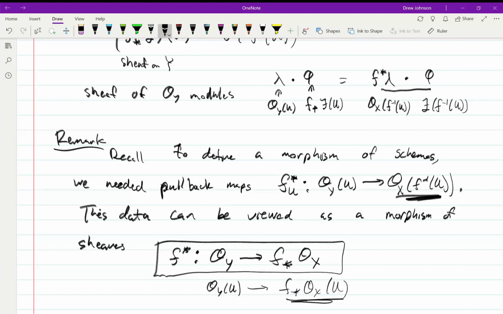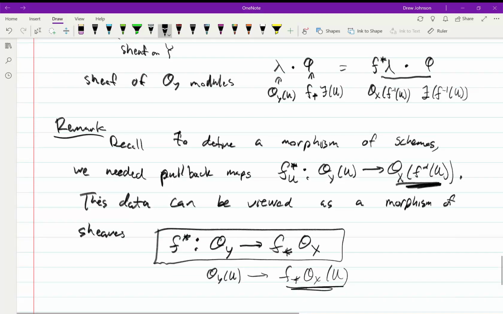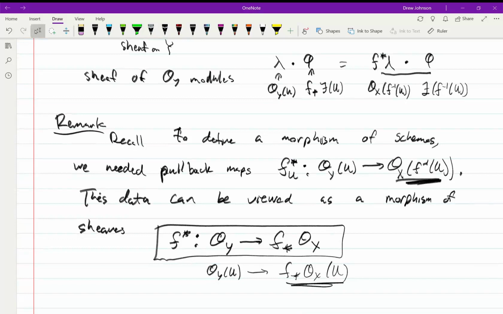Of course, we also had the condition on the local rings, which is not included in general here. Sorry, let me say that again. The condition on local rings, required for a morphism of schemes, is not included in the requirement of this being a map of sheaves of modules.